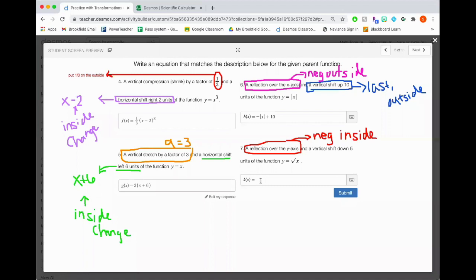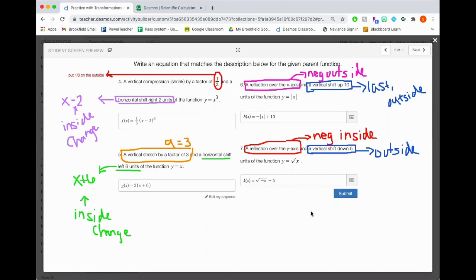So I'm going to have the square root. And this time I'm going to have negative x. And then I want to go vertical shift down 5. This is going to be an outside change. So make sure you go outside the square root symbol. To get outside the square root symbol, hit the right arrow key and then -5.